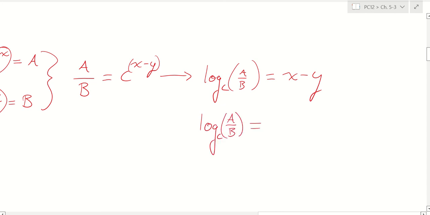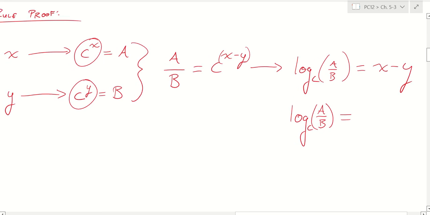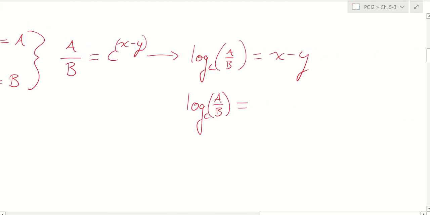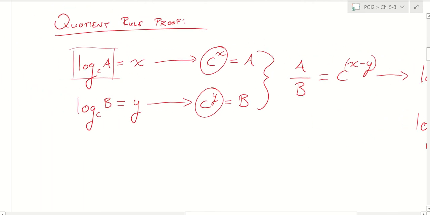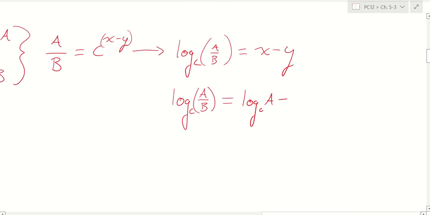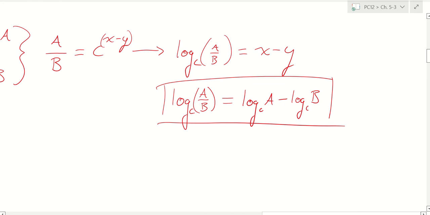And lastly, we're just going to perform some substitutions here. So log base c of a over b is really just x. And what is x? Log base c of a. So x is really just log base c of a minus y. What is y? Well, in our original definition, y was just log base c of b. So log base c of b. And this is our quotient rule.